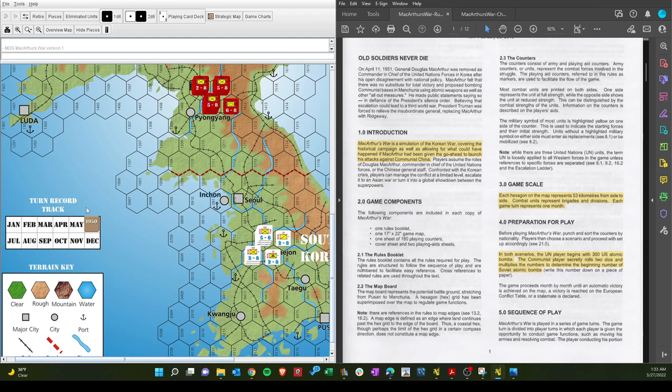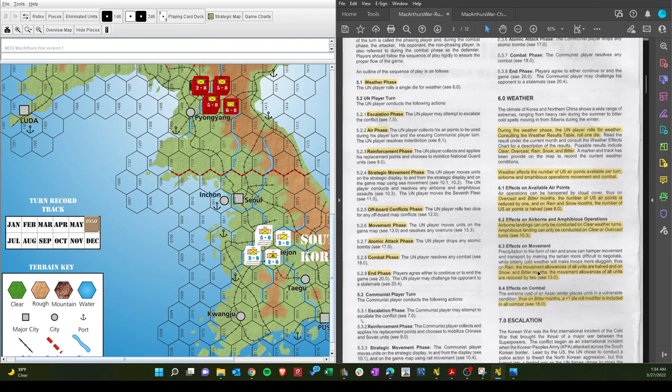The historical scenario starts in June, and there's another scenario that starts in, I believe it's November, when the Chinese begin their attack. And there is a tracking of atomic bombs at this point. Okay, it's just atomic bombs. The U.S. starts with 300 of them. The communist player rolls two dice, multiplies, and that's secretly how many they have. So atomic bombs, we'll see, can be helpful, but you have a victory point loss for each use.